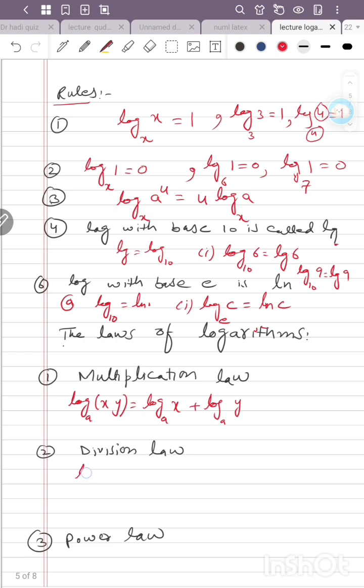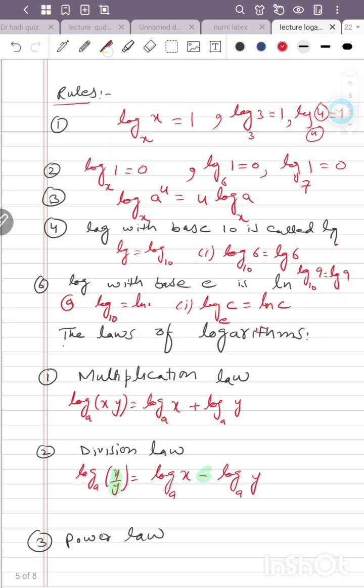Another second rule: log base a of x over y means log base a of x minus log base a of y, because these two are divided, so the property says it will be negative. Important thing.